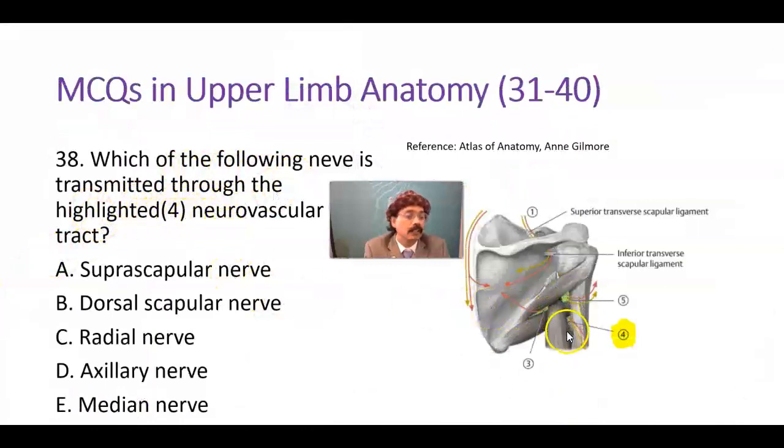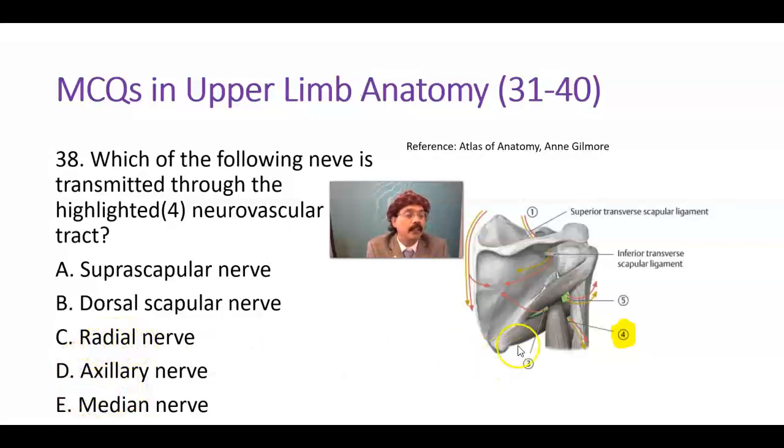This is the triangular interval or lower triangular space. What is the content of the lower triangular space or triangular interval? Suprascapular artery, dorsal scapular, suprascapular nerve, dorsal scapular nerve, radial nerve, axillary nerve, median nerve. Okay, answer should be the, what is the nerve? Radial nerve.